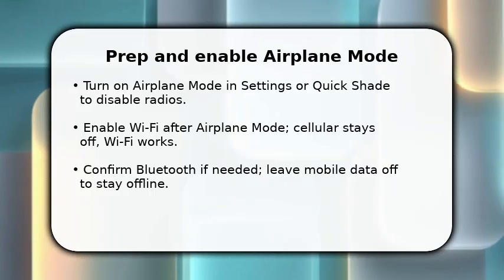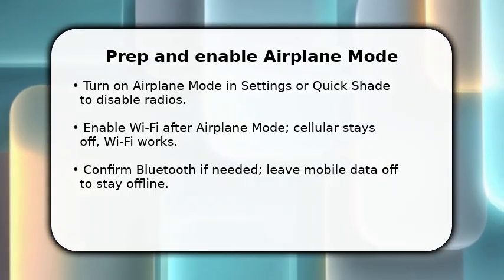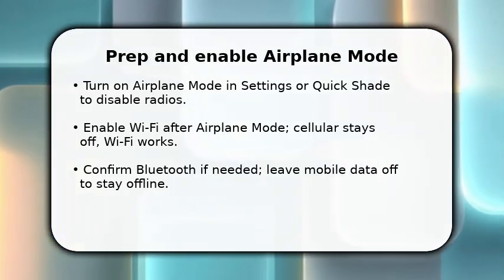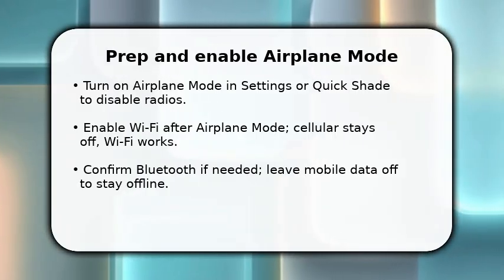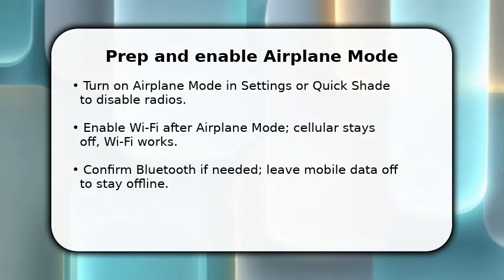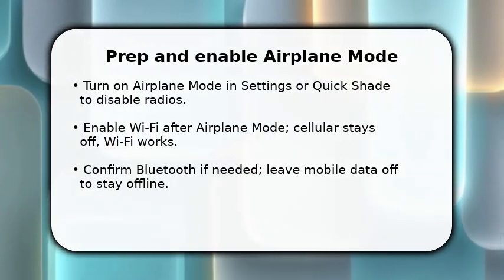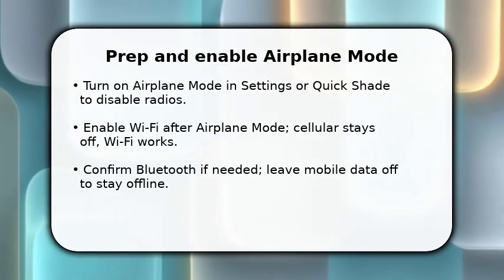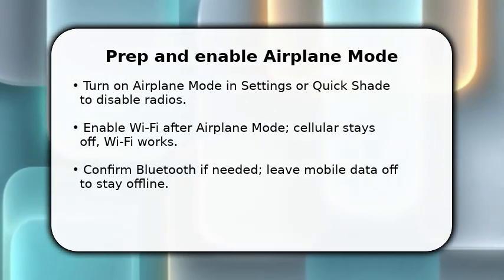You start by enabling airplane mode to cut cellular signals. This prevents roaming charges and forces Wi-Fi only. Once done, open Settings or swipe down the quick shade and tap airplane mode. Then immediately re-enable Wi-Fi from the same menu so the phone keeps radios off but allows wireless access.